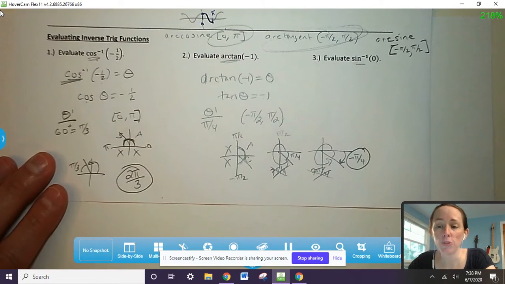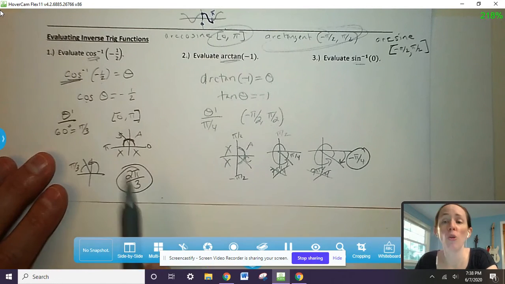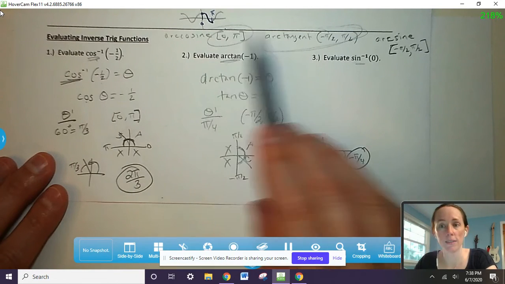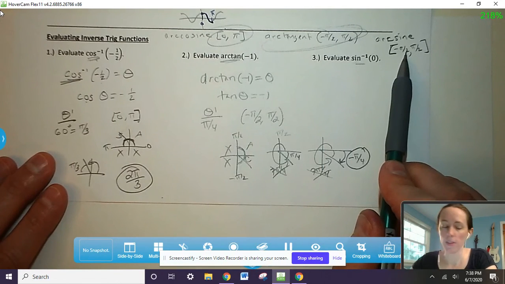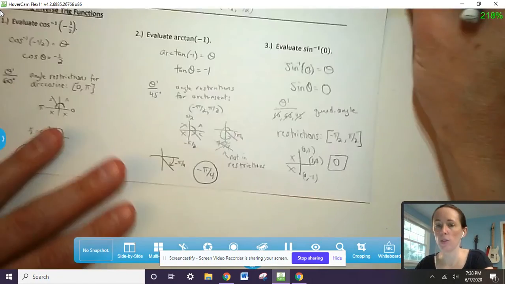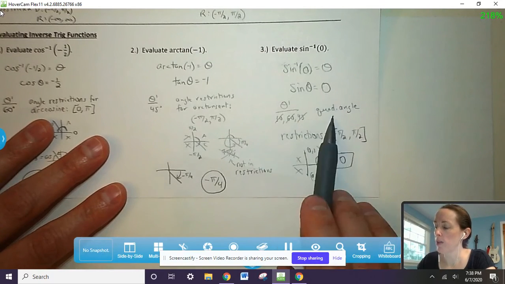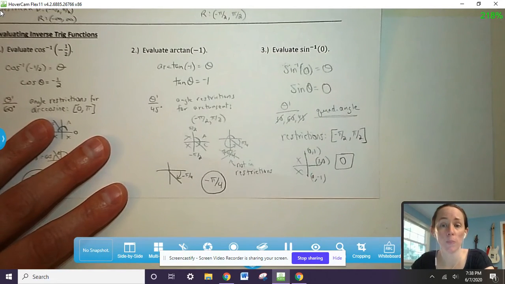And when you're evaluating inverse trig functions, remember these are functions. So each input has exactly one output. So you should only get one answer. You should only get one answer for inverse trig functions, and they should always be in radians. Now for the last one, that's evaluating inverse sine. So we can go through the same process, but we'll find that it has to be a quadrant angle because none of the reference angles work.